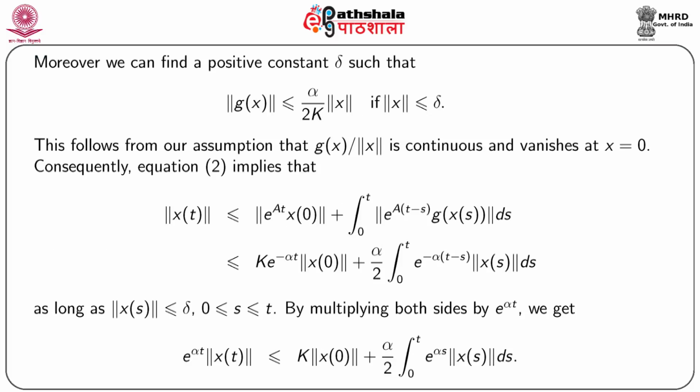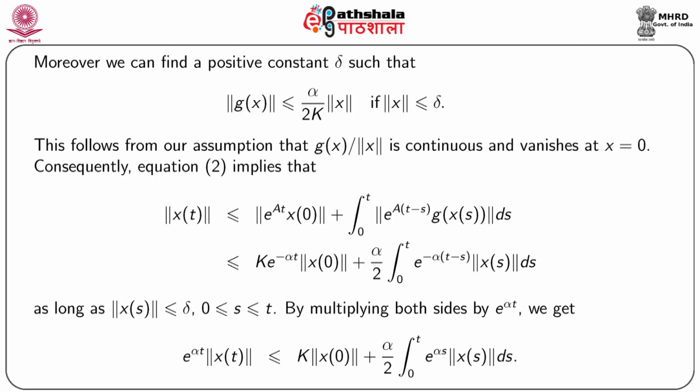Moreover, we can find a positive constant sigma such that the norm of G(x) is less than or equal to alpha by 2k times the norm of x if the norm of x is less than or equal to sigma. It follows from our assumption that G(x) by norm x is continuous and vanishes at x equal to 0.